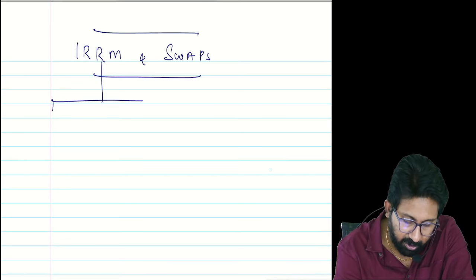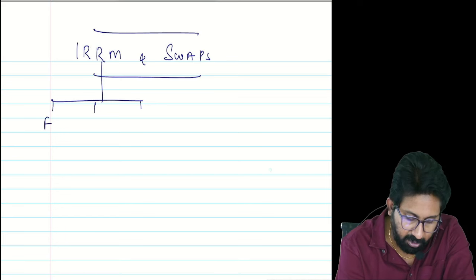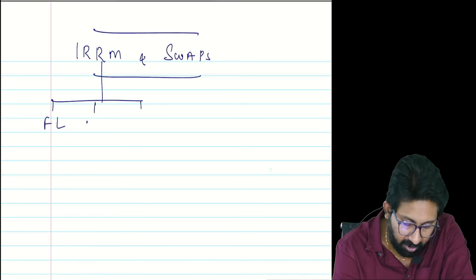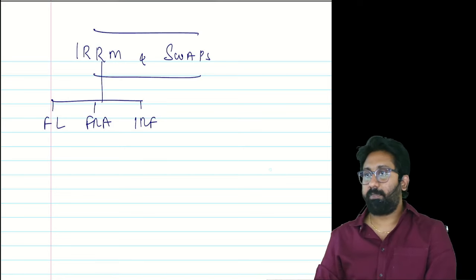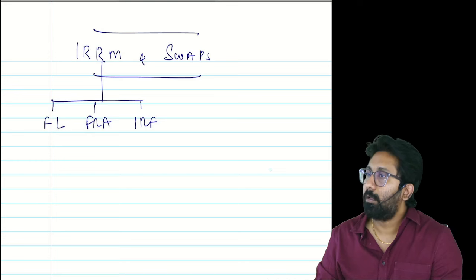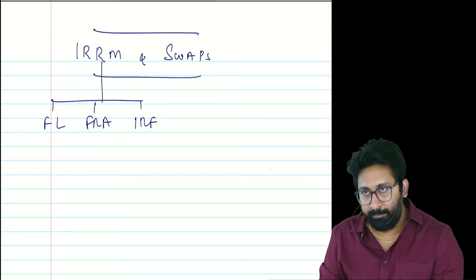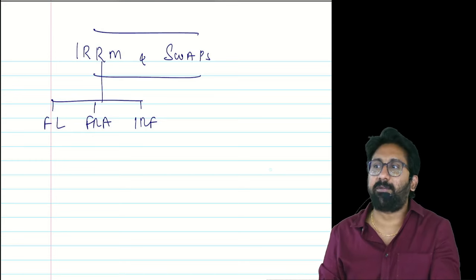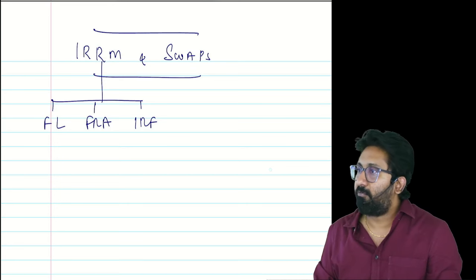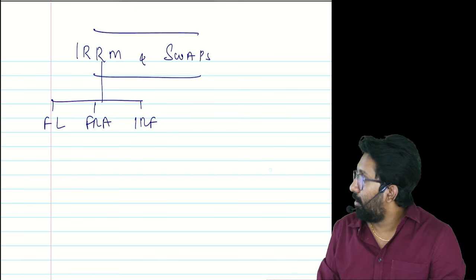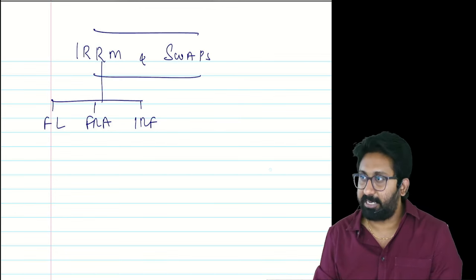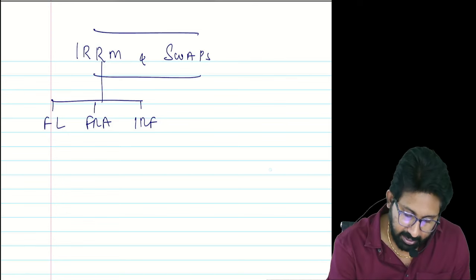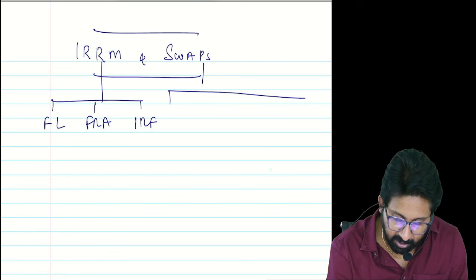IRRM contains the following concepts: forward loan agreement, forward rate agreement, and interest rate futures. How many? Forward loan, loudly, you should know the concept names. What is the first one? Forward loan, forward rate agreement, and interest rate futures.